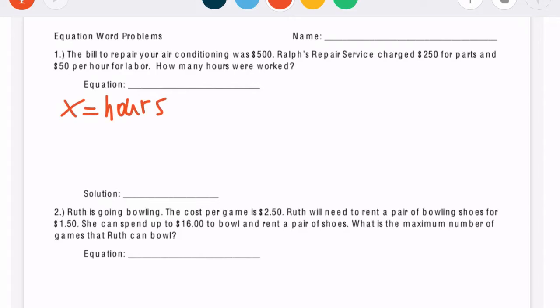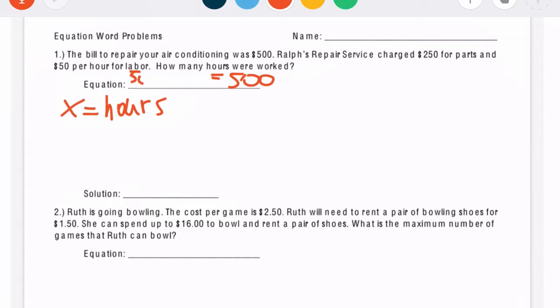The first thing we need to do is make an equation. The total bill was $500, so we know we're going to be equaling $500. Ralph's Repair Service charged $250 for parts and $50 per hour for labor. So you need to think to yourself, what number is going to go with my variable? Well, the thing that changes is how many hours.